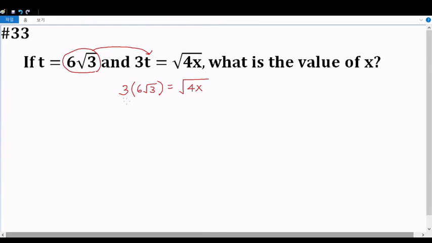We can multiply the 3 and the 6, then we get 18 square root of 3 is equal to square root of 4x. We have to get rid of the square root, so we're going to square both sides. Be careful with 18 square root of 3 squared. You have to square 18 and the square root of 3.